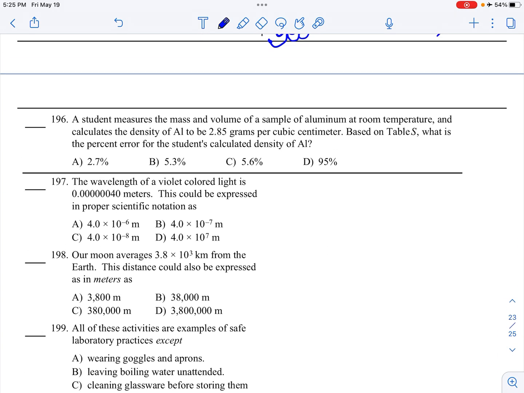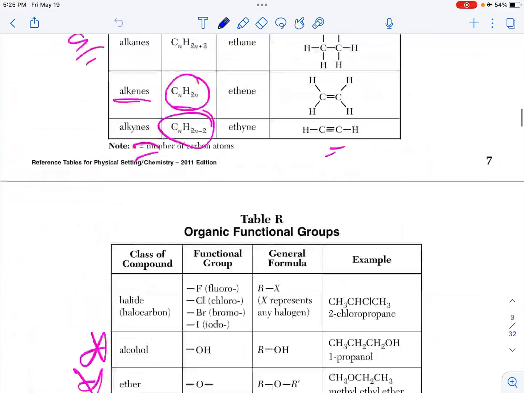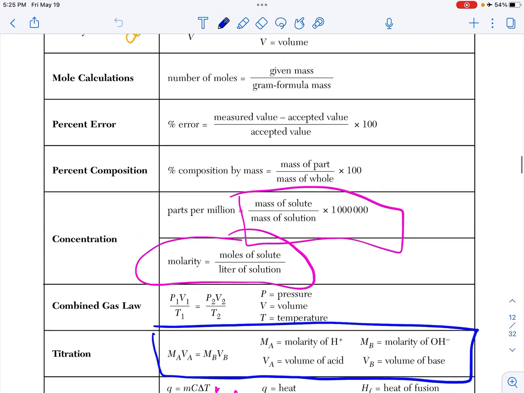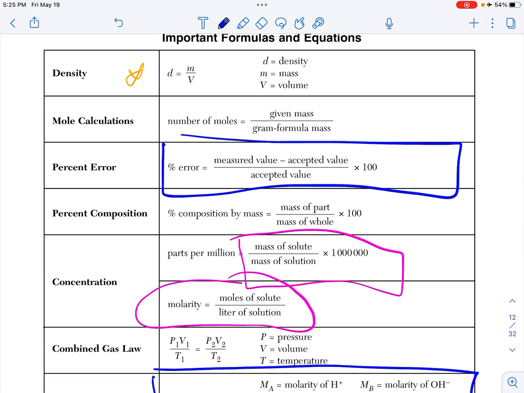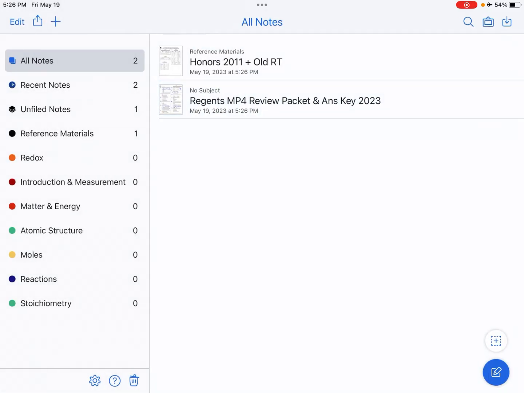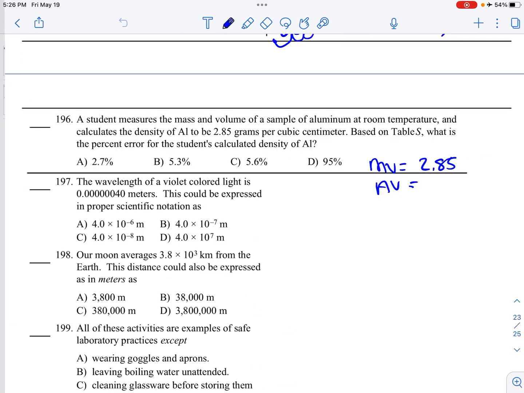The percent error. Okay, so this one's a lot. I remember this question. So first of all, percent error, that formula is on the reference table. You can see we've really been through a lot on the reference table here. Percent error right here. Measured minus accepted over accepted times 100. So it says the student measured it to be 2.85. We need to figure out what the accepted is, which is on table S. I'm not going to look it up. It's going to be sideways anyways.